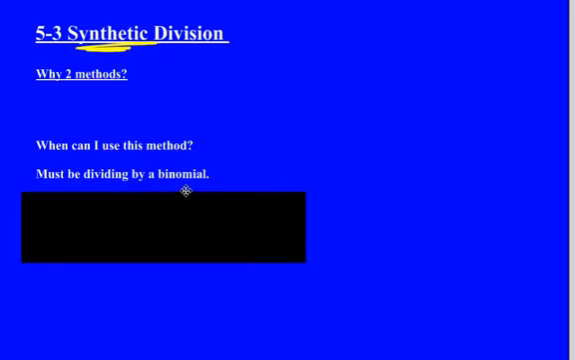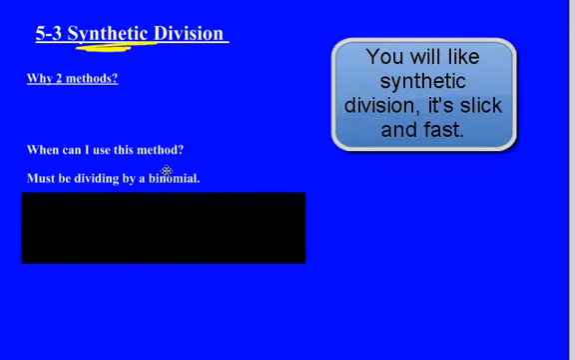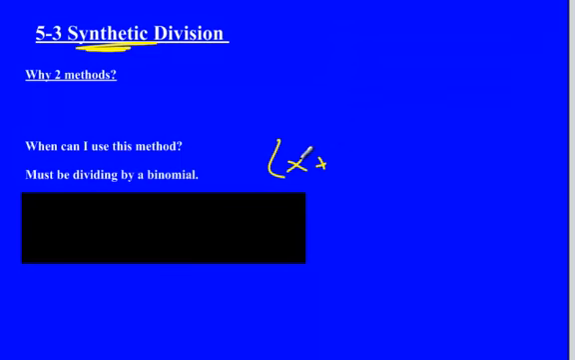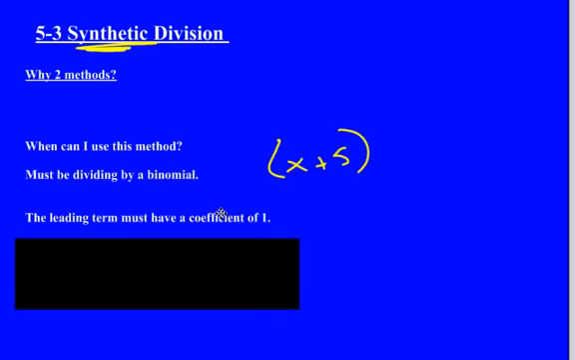Okay, so here's the first one. We must be dividing by a binomial. So an example of that is if we have x plus 5. Knowing the second condition, so put that in there. The lead term must have a coefficient of 1. So that means it has to be 1x. So another example would be x minus 3. Okay, so two great examples of when I can use it, and this is when I'm dividing by that.